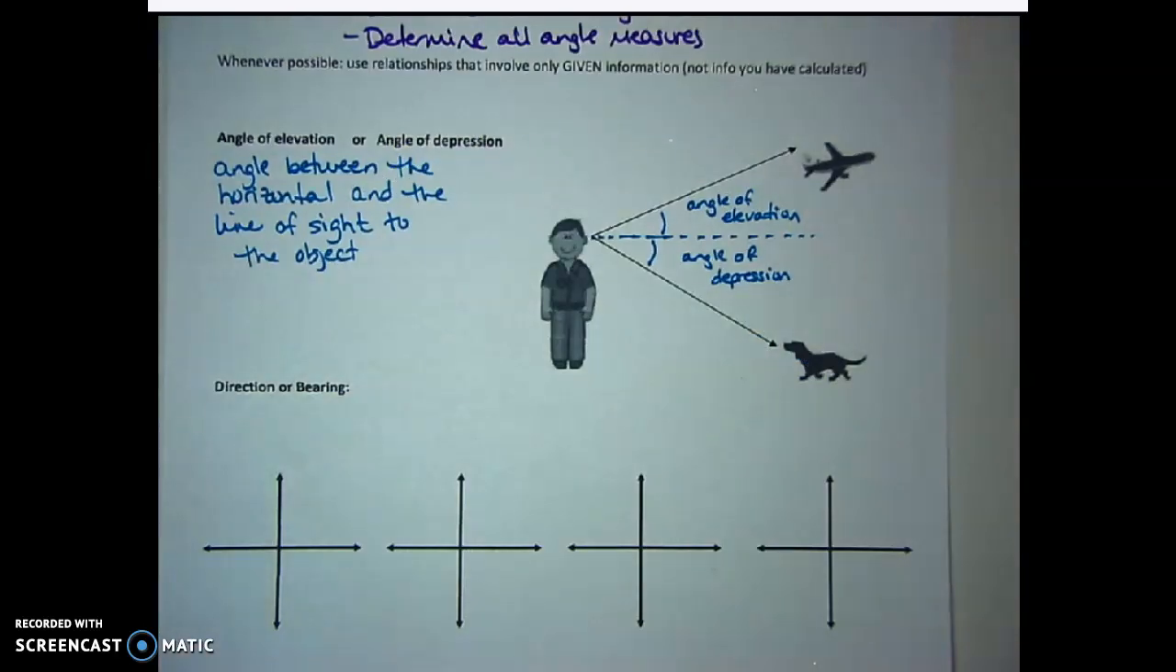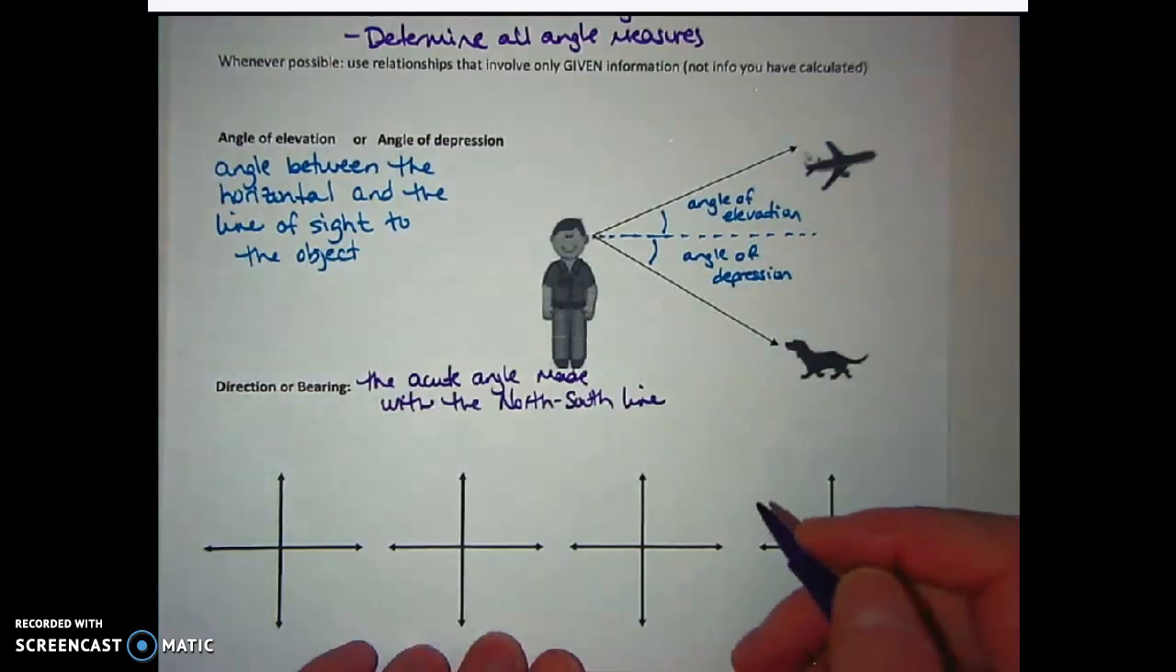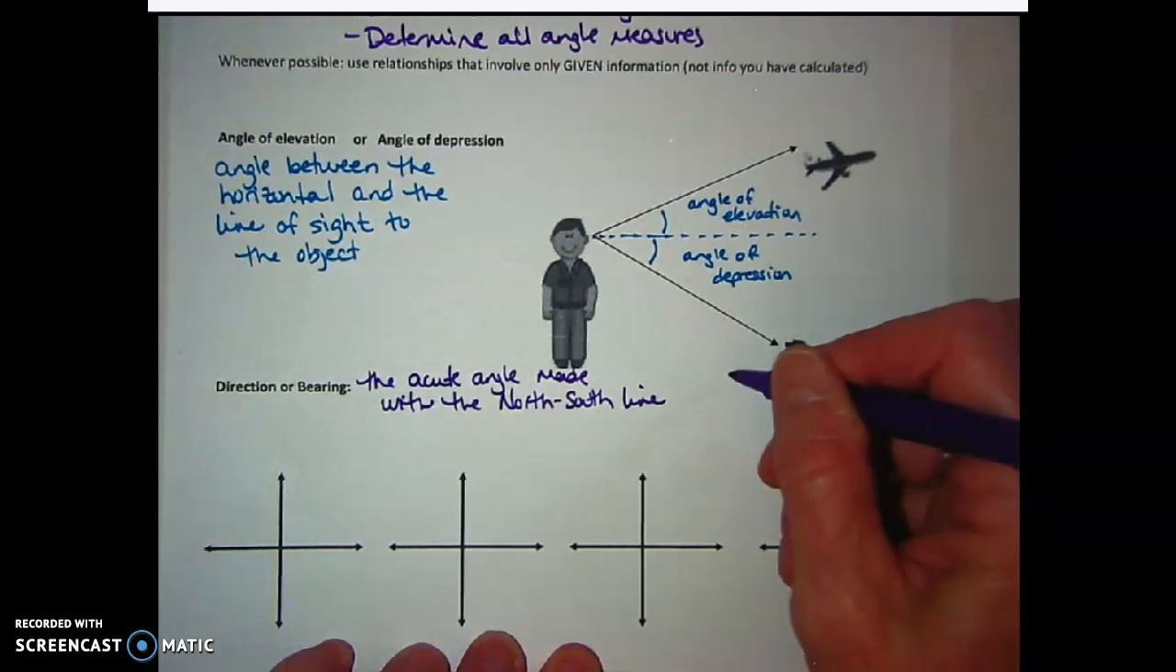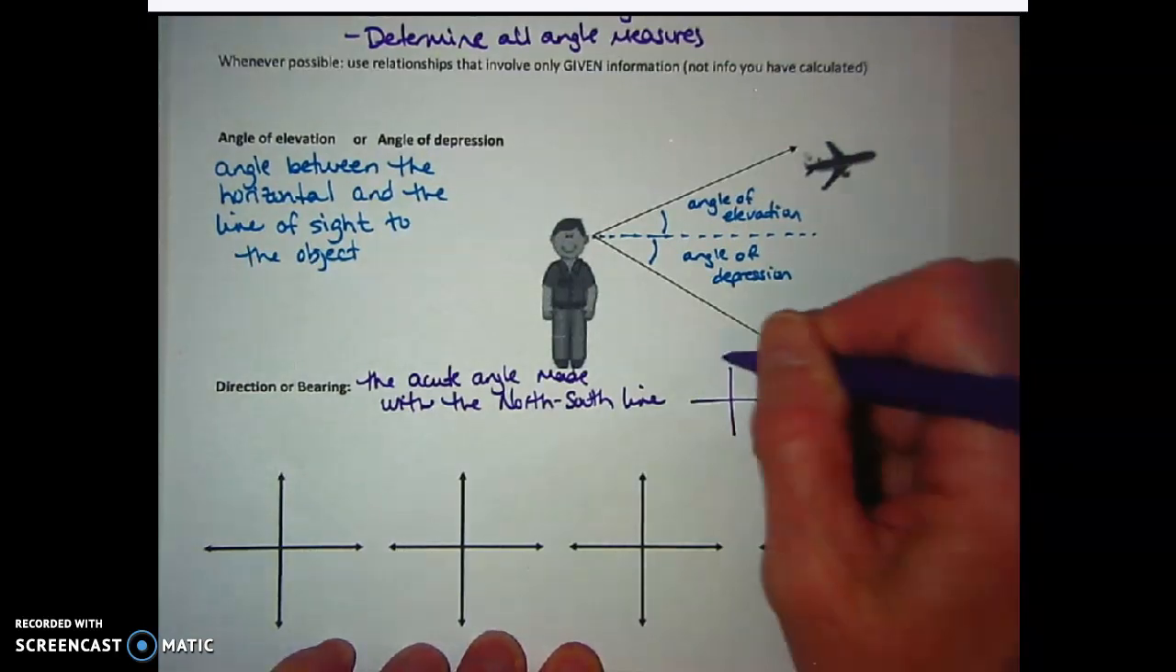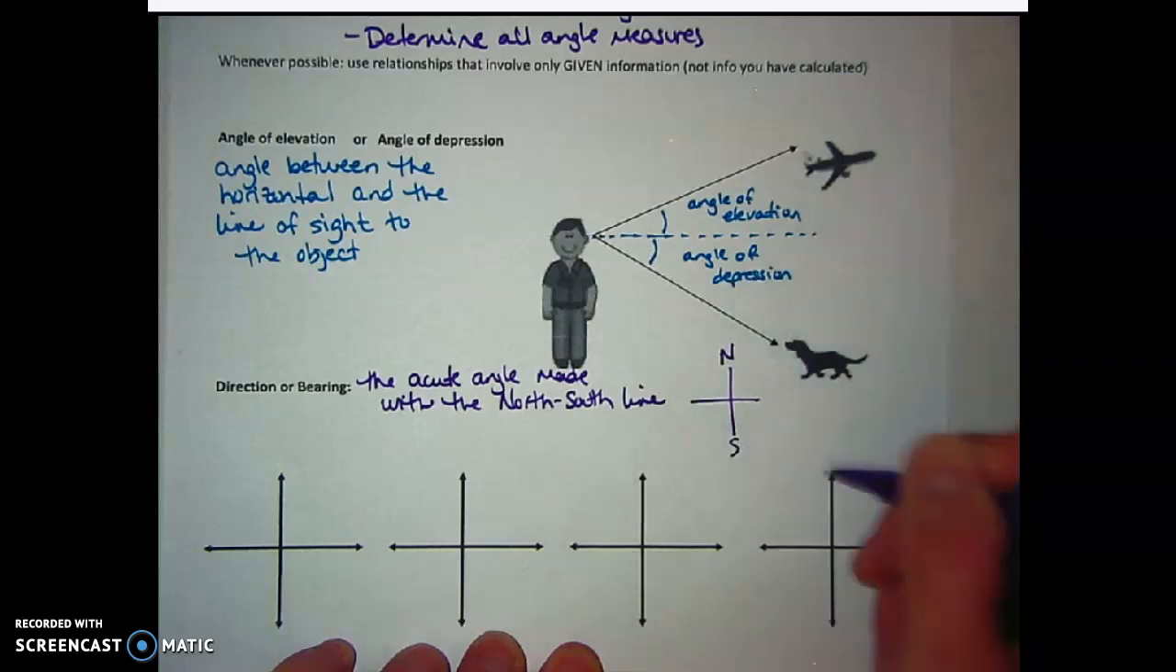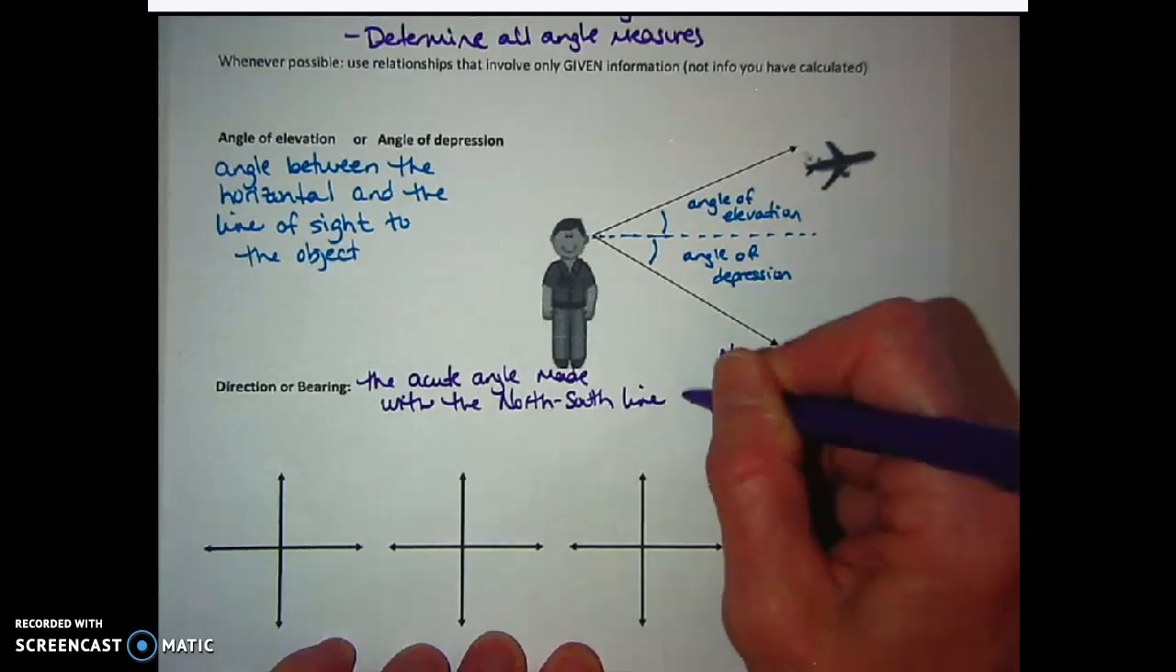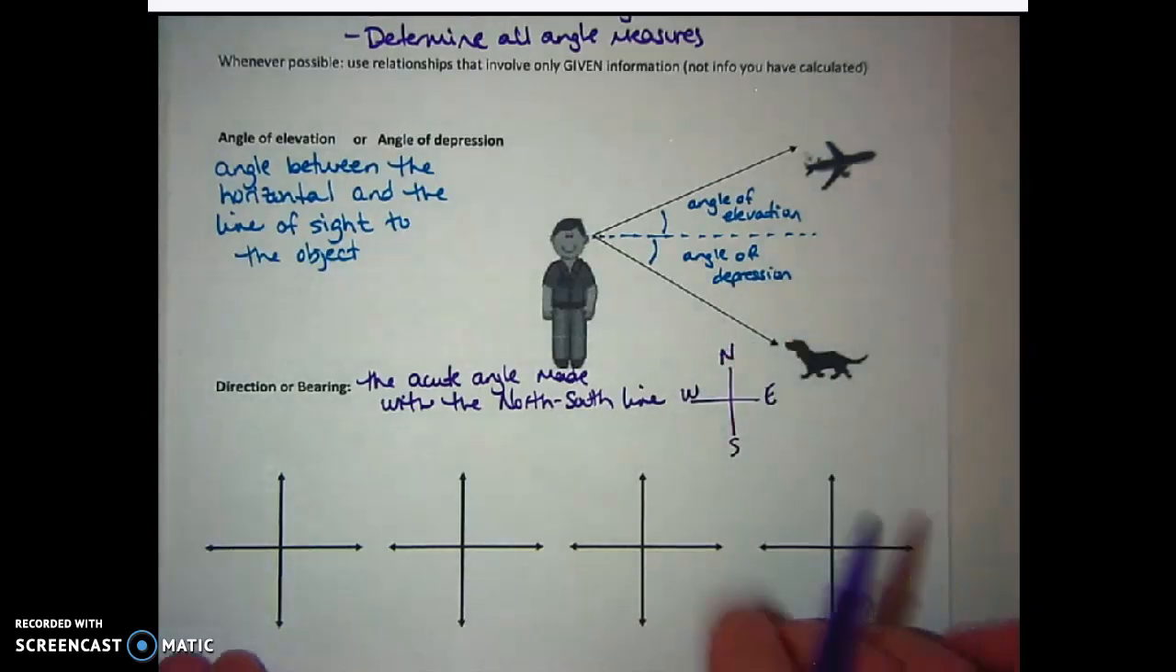And now let's move on to directions or bearings. This is used in navigation. So a direction or bearing is going to be the acute angle made with the north-south line. So just to have a mini refresher on the compass rose, if we have a normal compass rose, remember this is north and that's south, this is east, and that would be west.